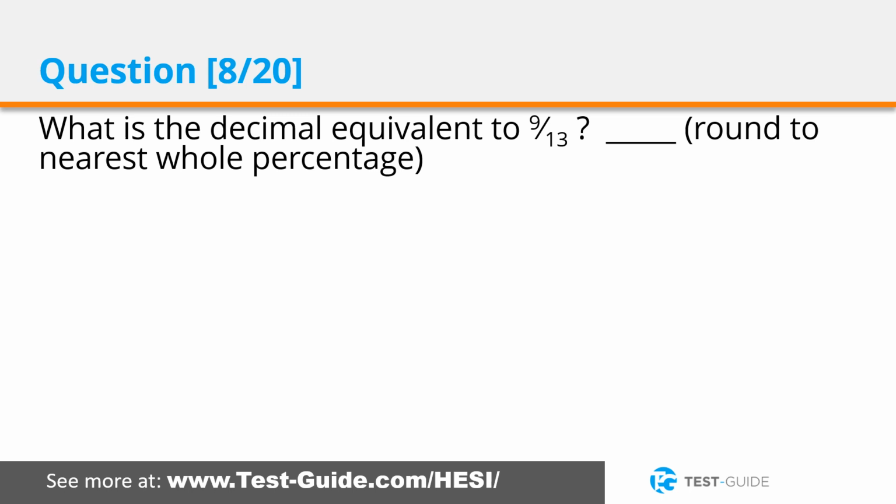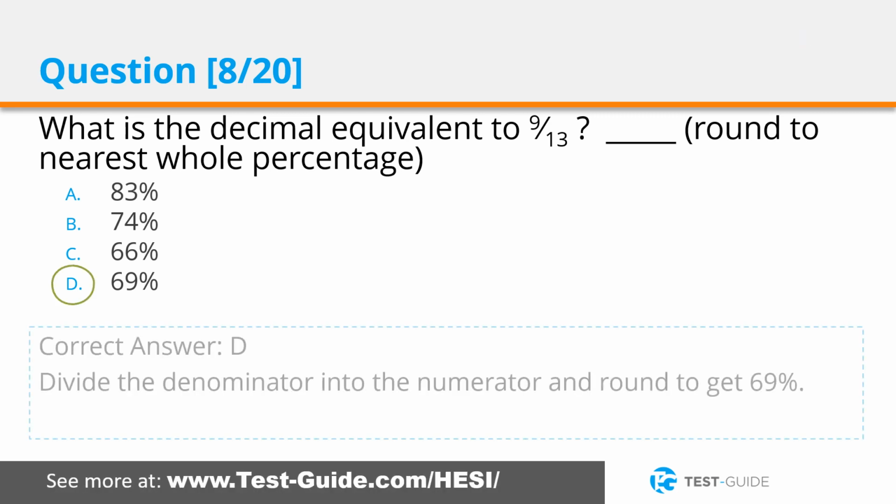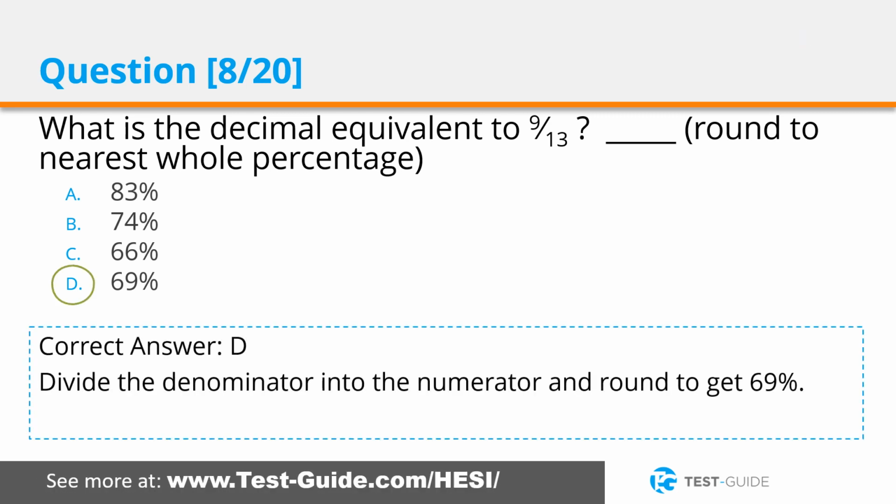Question 8. What is the decimal equivalent to 9/13? Round to the nearest whole percentage. 83%, 74%, 66%, 69%. Correct answer D. Divide the denominator into the numerator and round to get 69%.